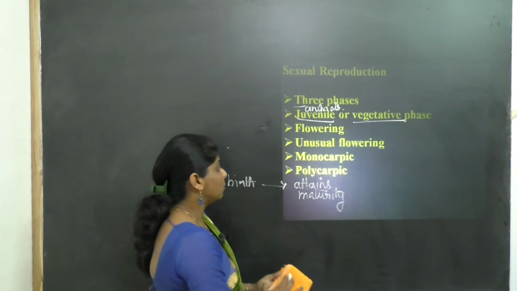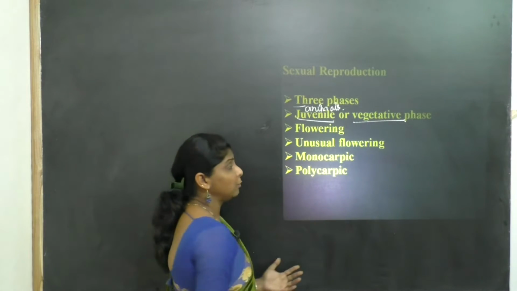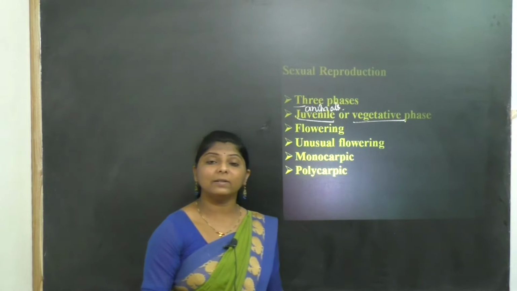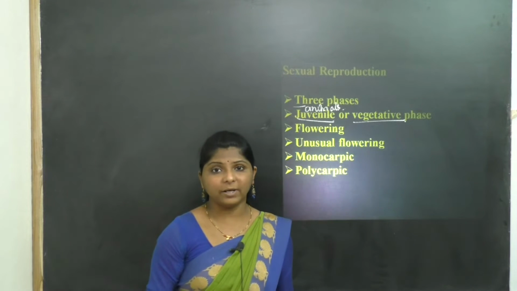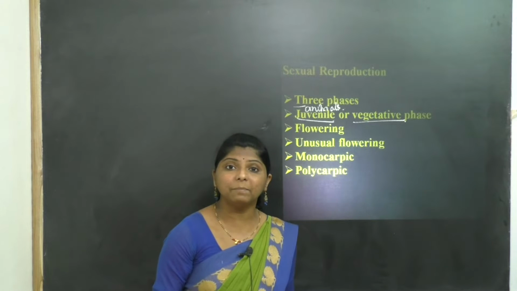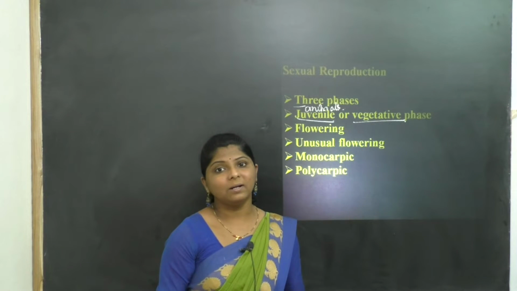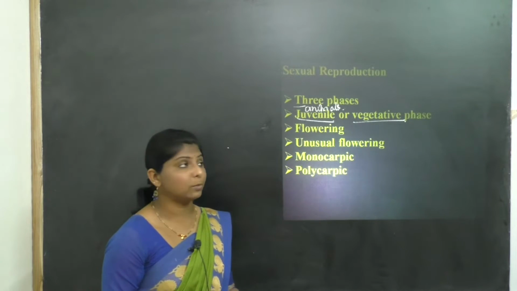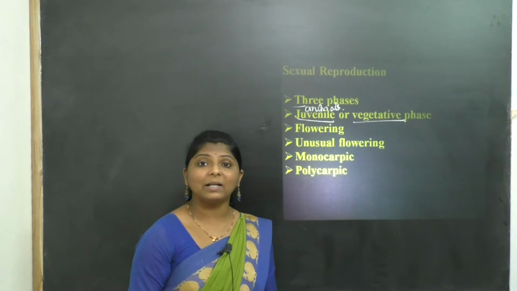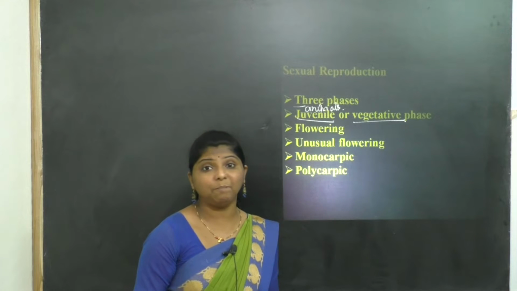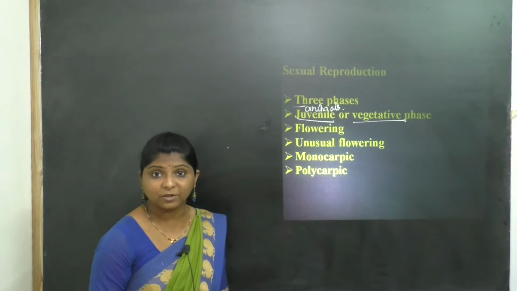Okay, now let us see the first phase. I told you, the juvenile or vegetative phase is the period from birth until it attains maturity or becomes capable of showing reproduction. Now, how will we know that an organism is capable of showing reproduction?